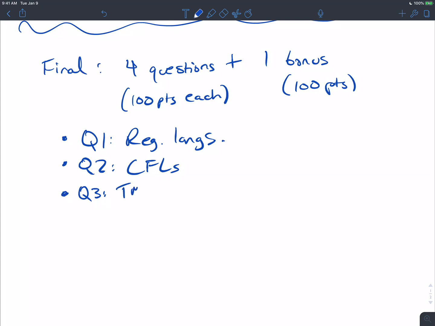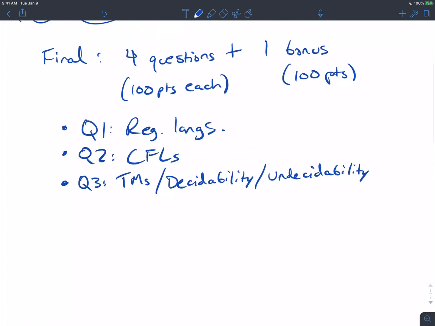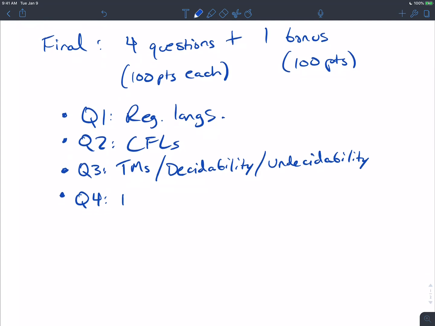Q3 is going to be about Turing machines, decidability, as well as undecidability. So basically the things we've been doing, and the things that we're going to get to today and then tomorrow too. So you notice I put 4 questions here, and I only wrote 3 because there were only 3 major sections. What do you think Q4 is about? The class as a whole. So basically the entire class.